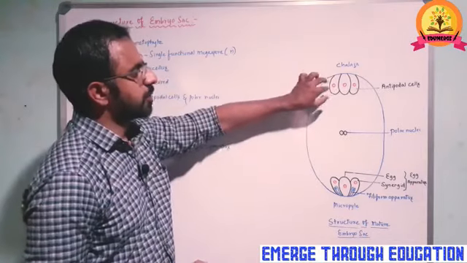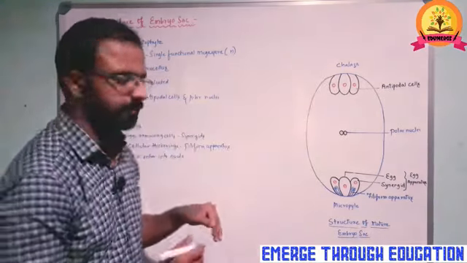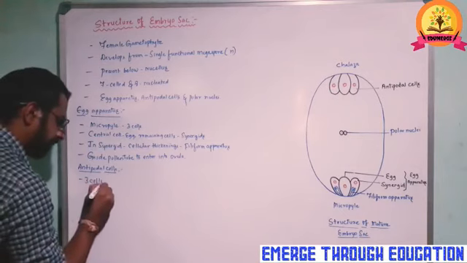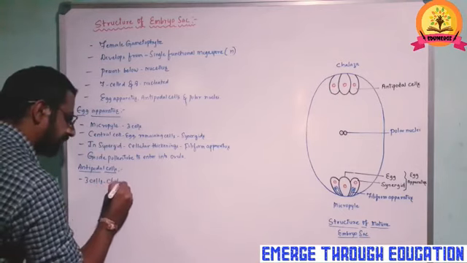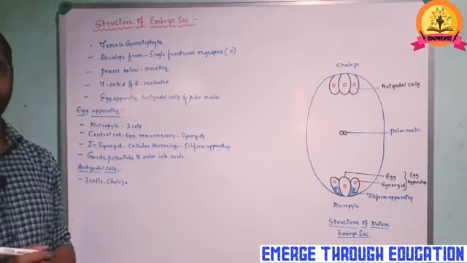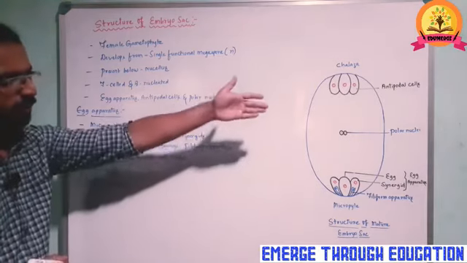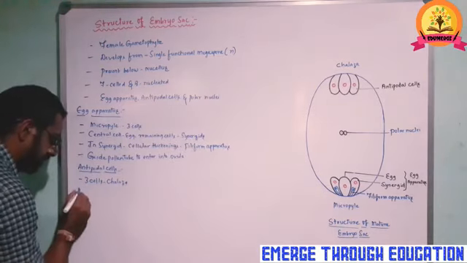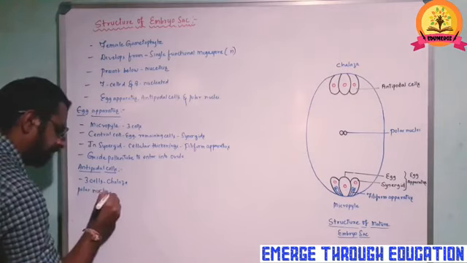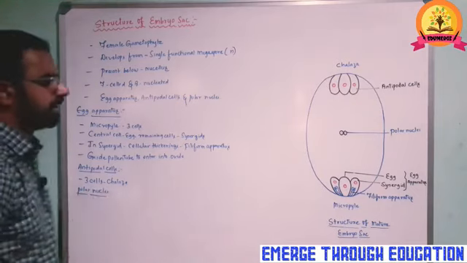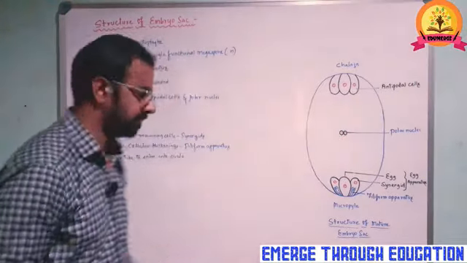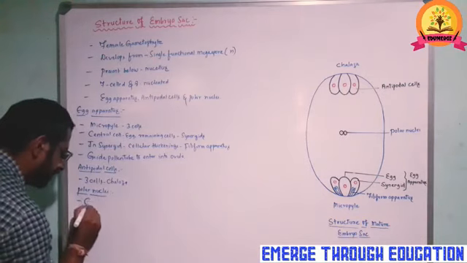Next, antipodal cells. These are the cells which are present towards the chalazal end. 3 cells present towards the chalazal end, they are the antipodal cells. Next, polar nuclei. This central large portion of the embryo sac contains polar nuclei.